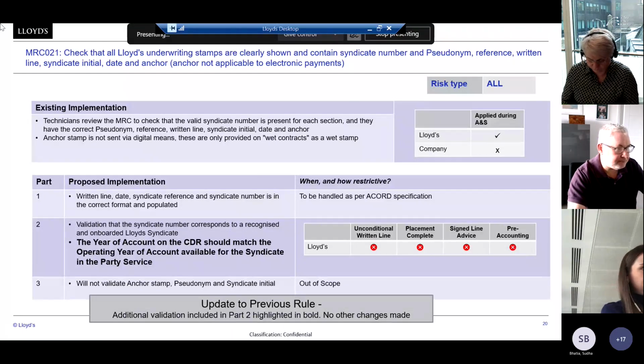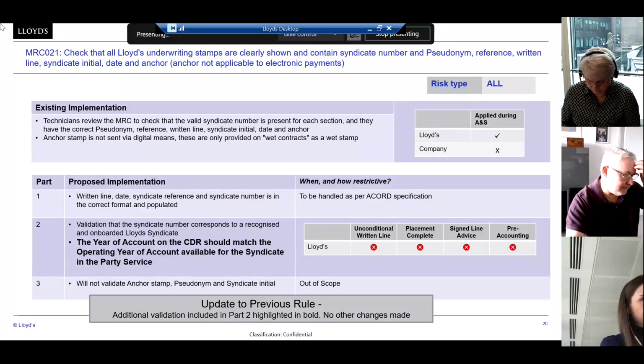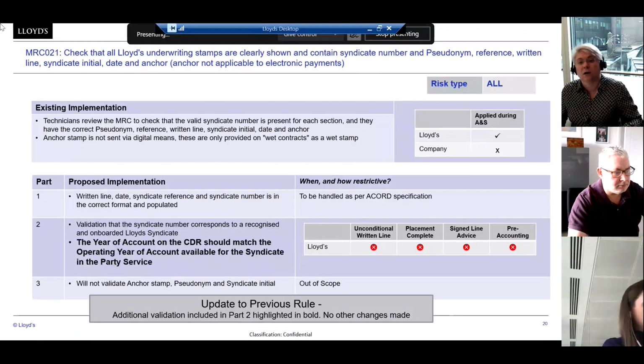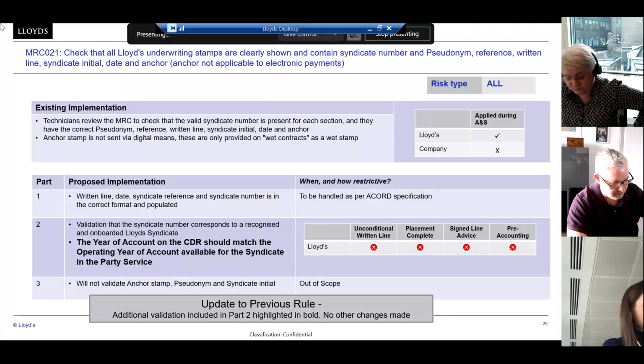Sorry, just one question on year of account. In our PAS, we only hold one year of account per policy, so even if there was an extension, the year of account wouldn't change. Gordon, this was per carrier. The carrier will put in their underwriting year at the beginning. Yeah.